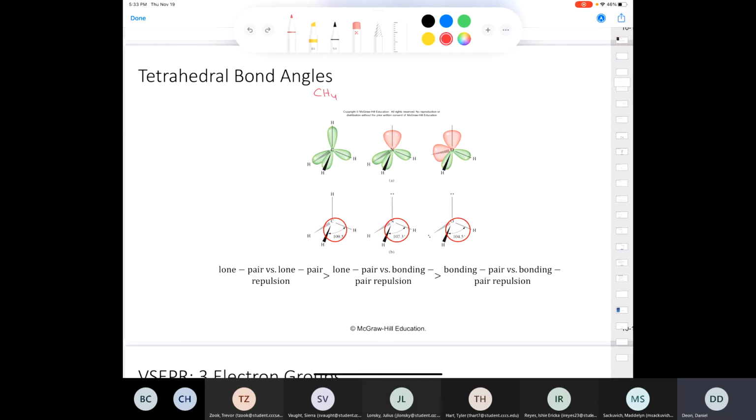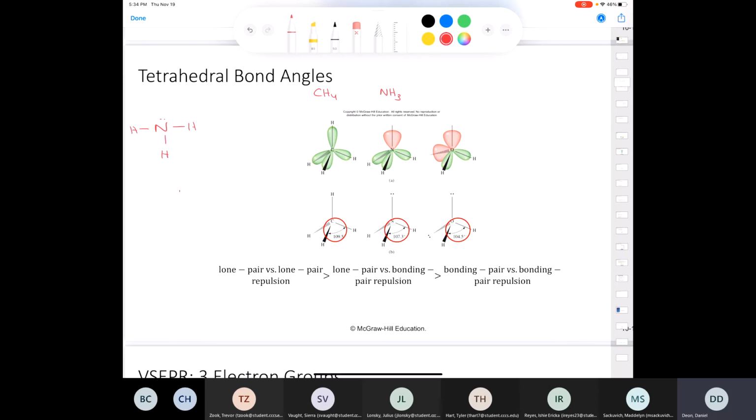Well, what happens if you have a molecule like ammonia, NH3? Remember, ammonia has one lone pair and one, two, three bonds like that. Maybe I should move the Lewis structure over a little bit. Okay, so ammonia looks like this. It's got one, two, three bonds and one lone pair.